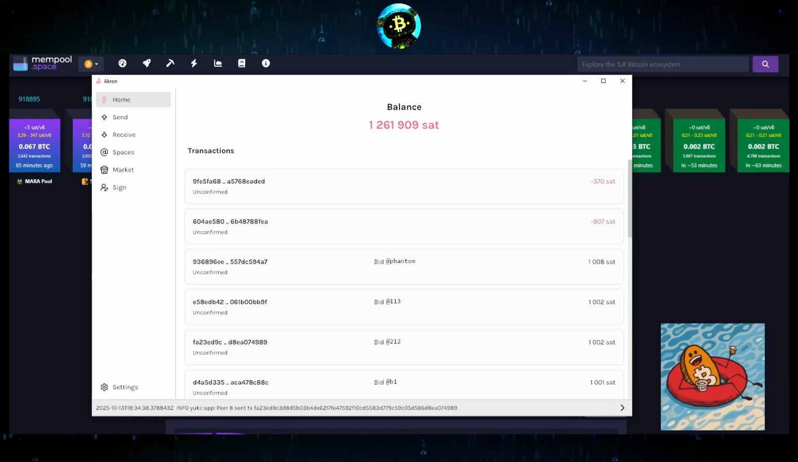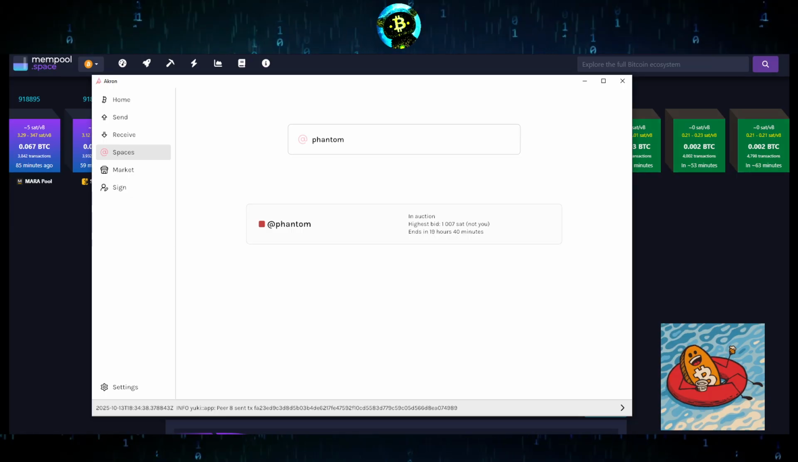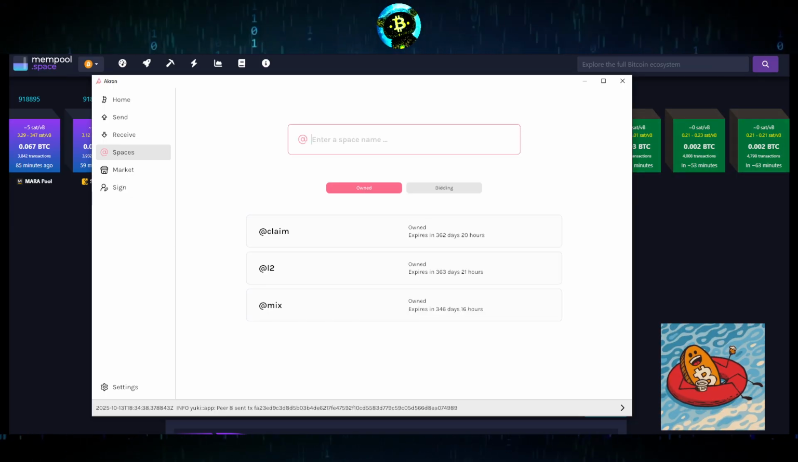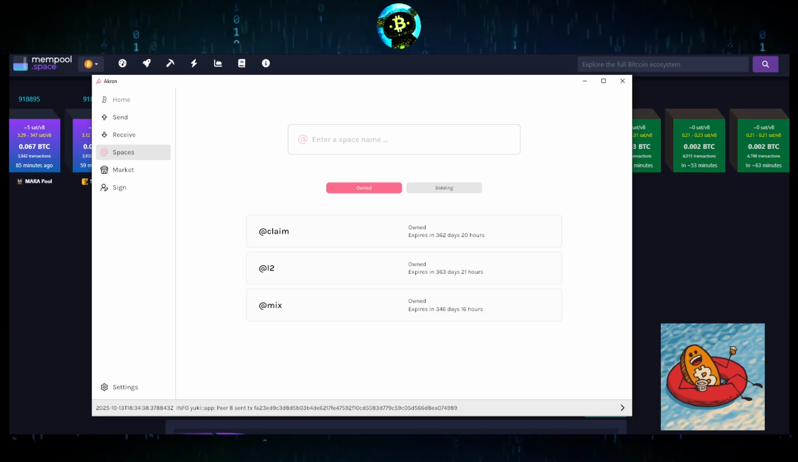But all right, so we made some claims here, some Bitcoin spaces. We have some Bitcoin spaces. Owned, claim, L2, and mix. So we're not doing too bad.